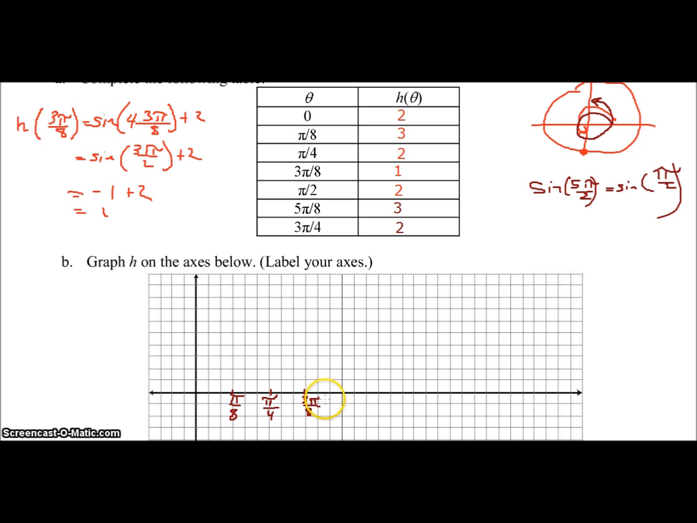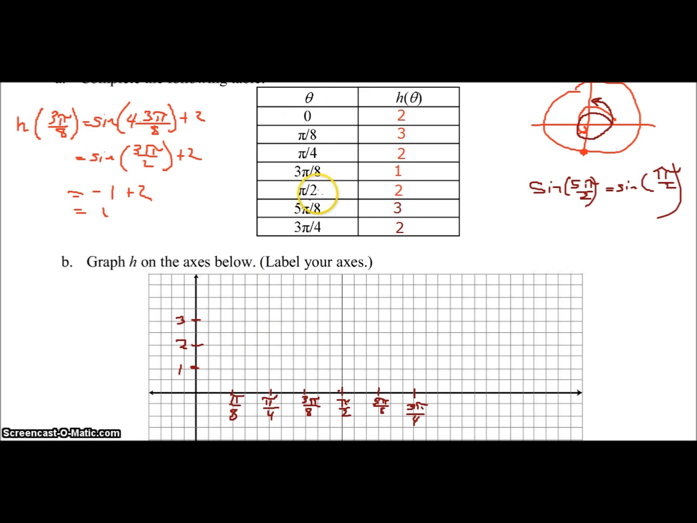If we add another 8, we'll get to 4 pi over 8, which is pi over 2. And then 5 pi over 8 and 3 pi over 4. You should note that each of these are 1 pi over 8, 2 pi over 8, 3 pi over 8, 4 pi over 8, 5 pi over 8, 6 pi over 8. And then let's just say this is 1, this is 2, and this is 3.